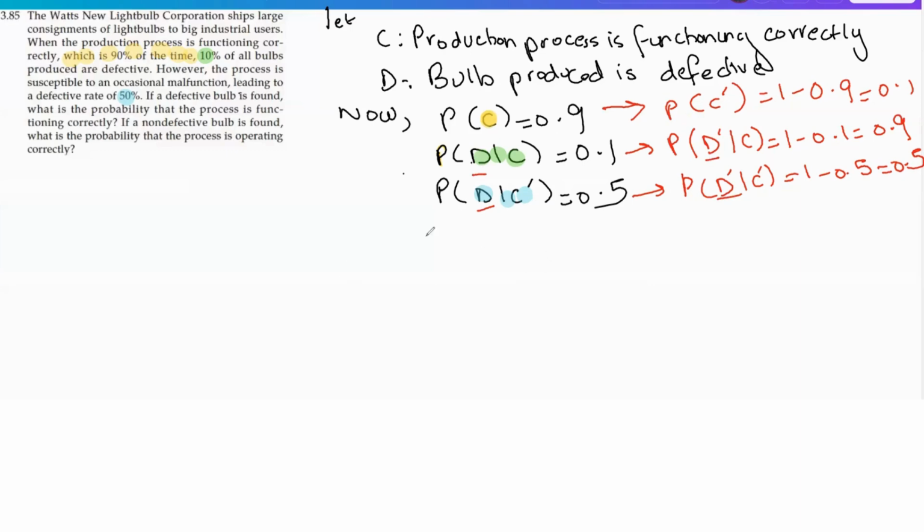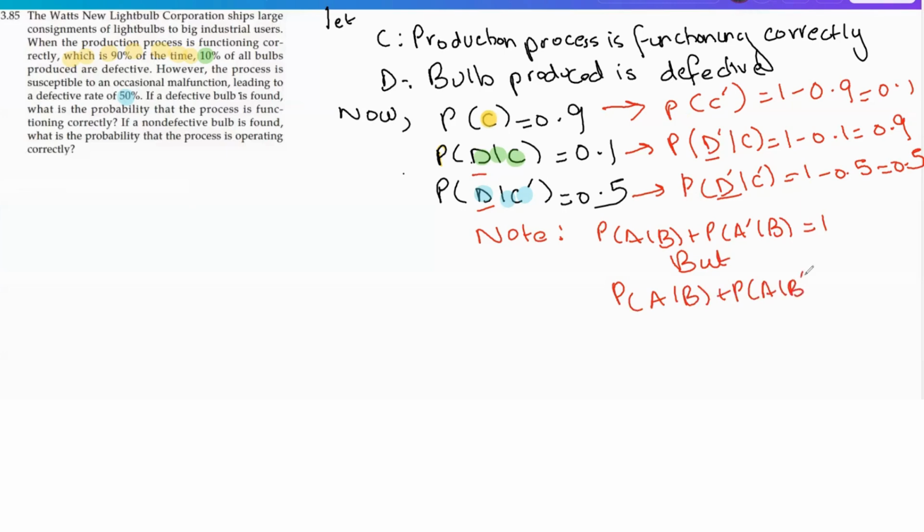Something to note here, just in passing, is that the probability of A given B plus the probability of A prime given B is equal to 1, but the probability of A given B plus the probability of A given B prime is not necessarily equal to 1.